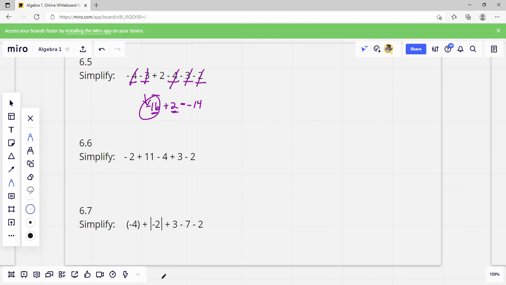All right, this one I've got negative, a negative, and a negative, so that'd be 2, and 2 is 4, and a 4 is 8. So I've got negative 8. And then my positives, I've got positive 11, and 3 would be 14. 14 minus 8. Easy peasy. 6.